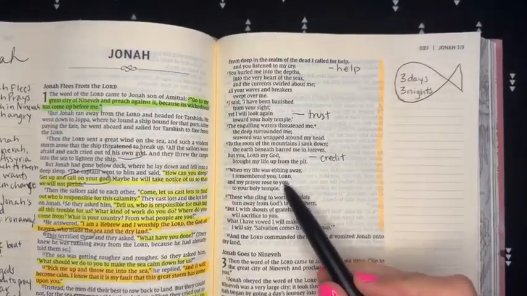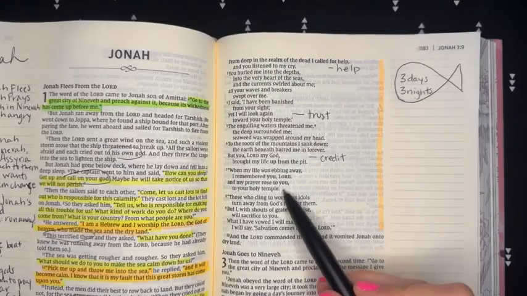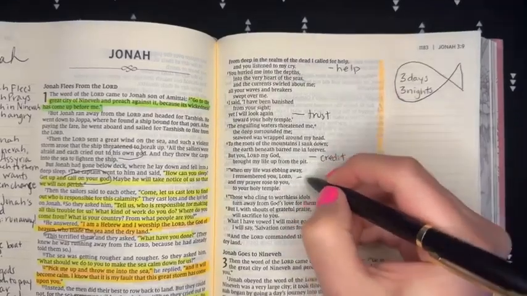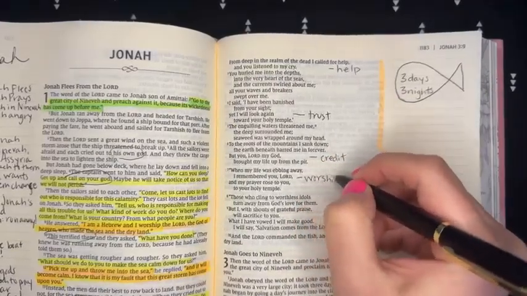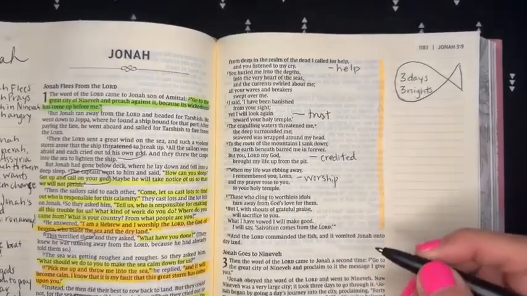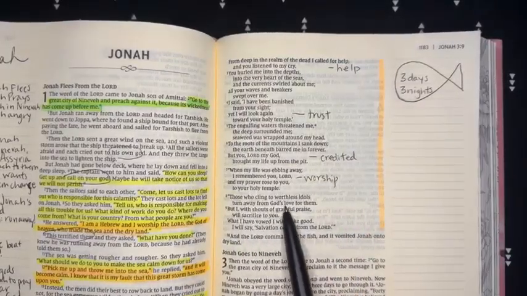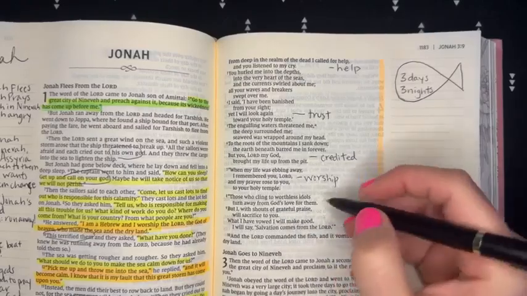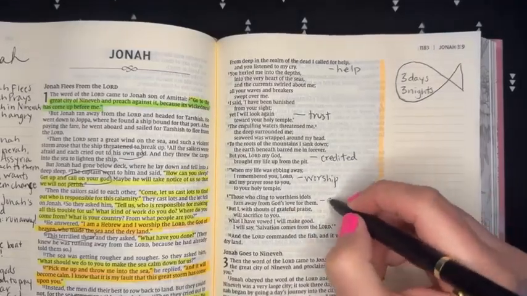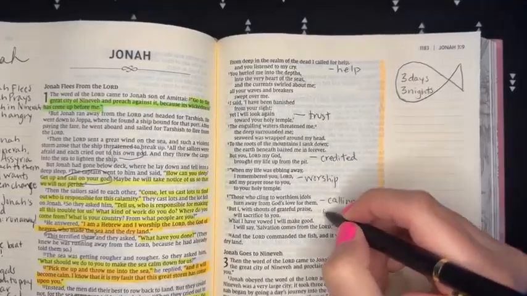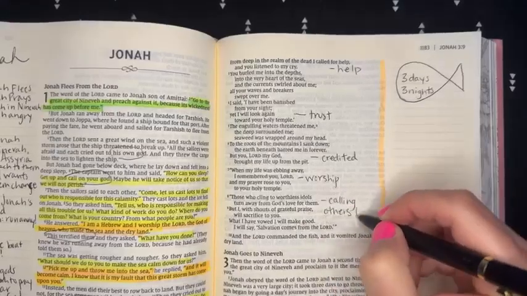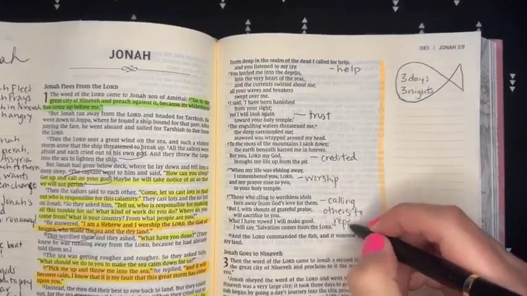When my life was ebbing away, I remembered you, Lord, and my prayer rose to you, to your holy temple. So he worshiped him. Those who cling to worthless idols turn away from God's love for them. So he's calling others to repent.